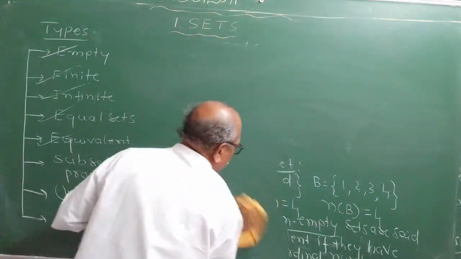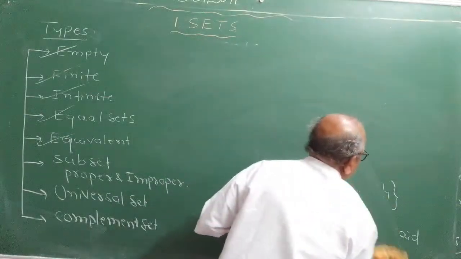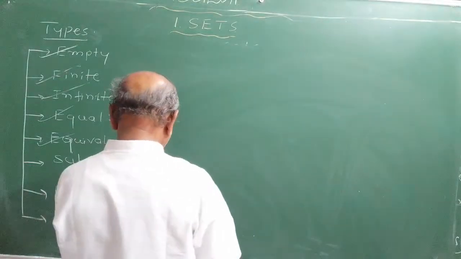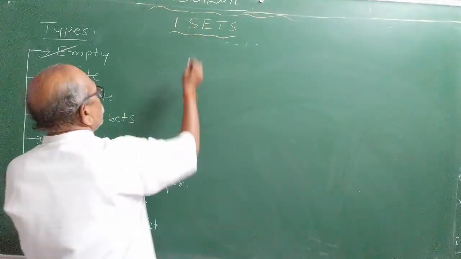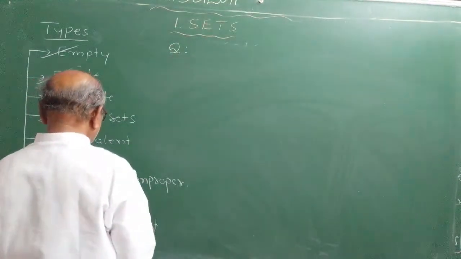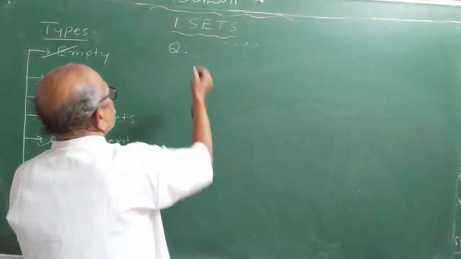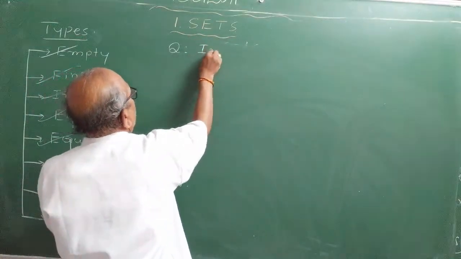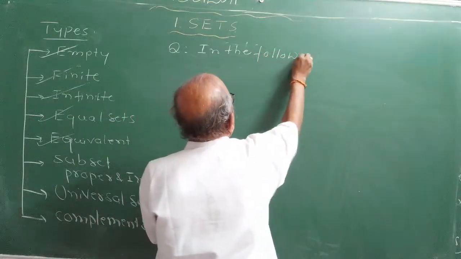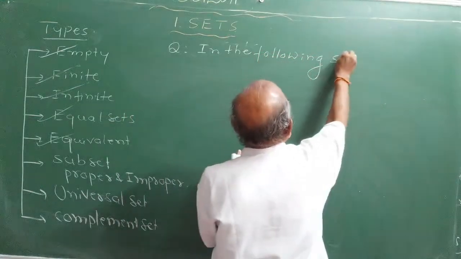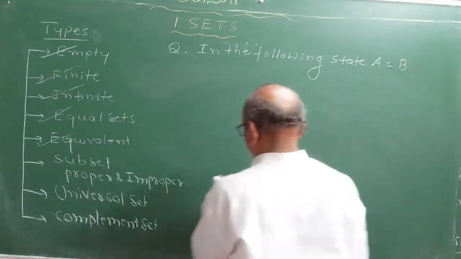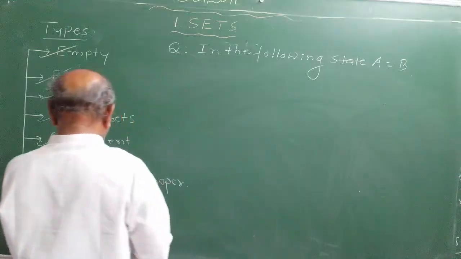Before we move on to subsets, complement sets and universal sets, let us try some questions from the exercise. Take the question. In the following, state whether A is equal to B. Of them, I will take a question.